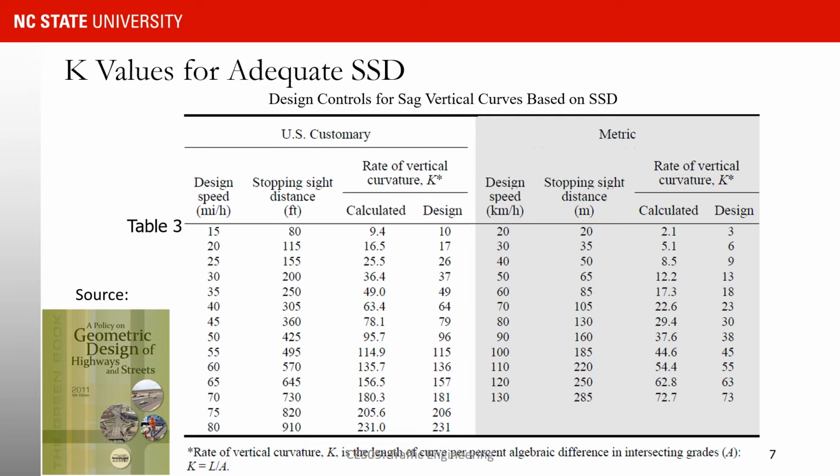So similarly, we have a table here. This table has K values, stopping sight distances for different design speeds, and these design speeds go from 15 to 80 miles per hour. So for each of those, stopping sight distance is calculated, rate of vertical curvature, or K, is calculated, and then the design value is pretty much rounding the calculated value to the larger, to the next integer, rounding it up to the next integer.